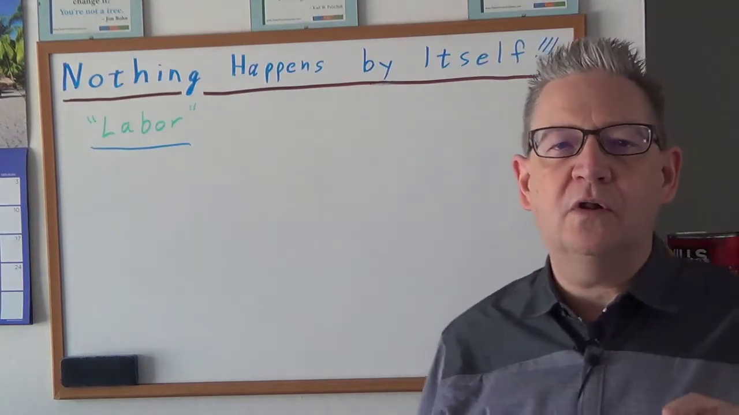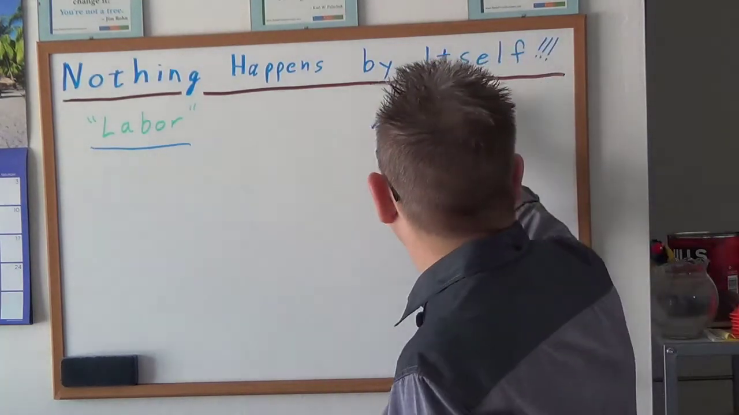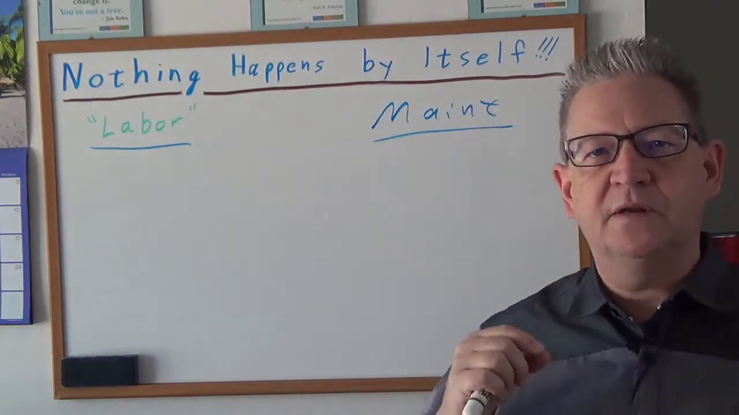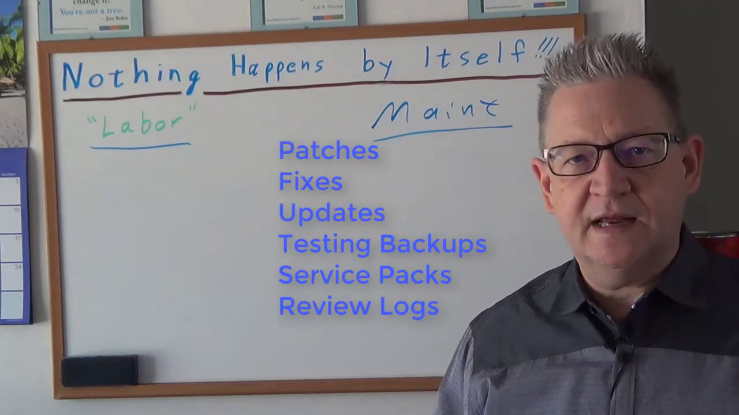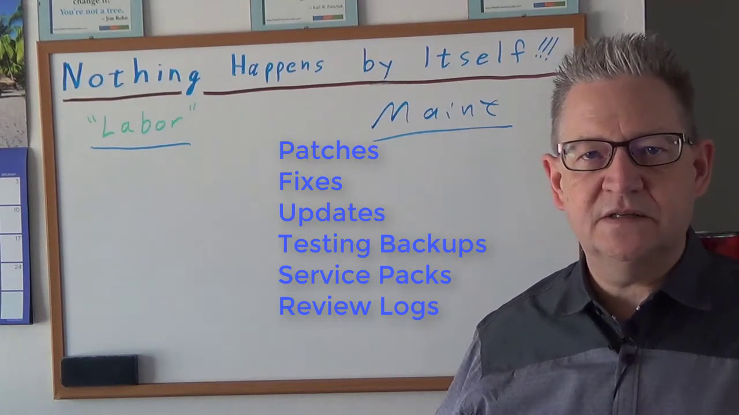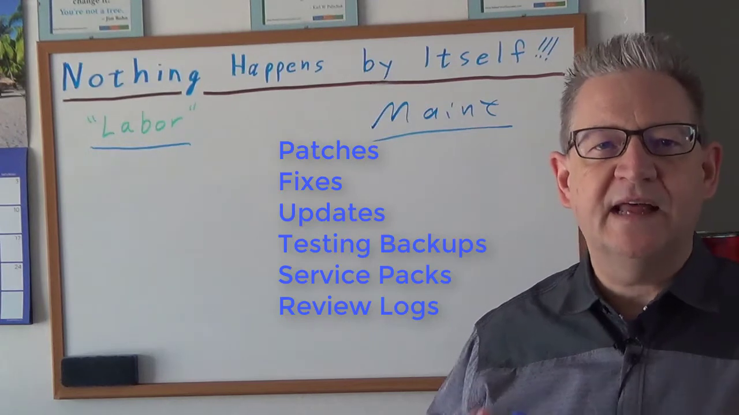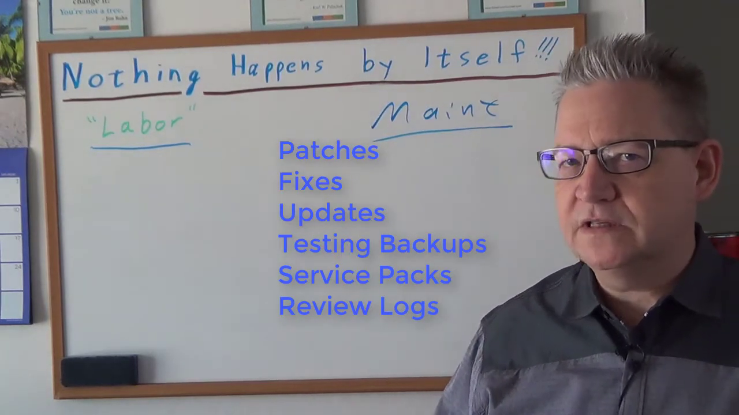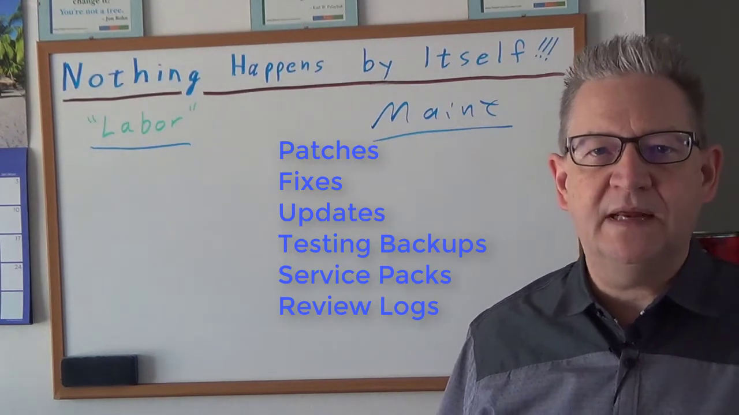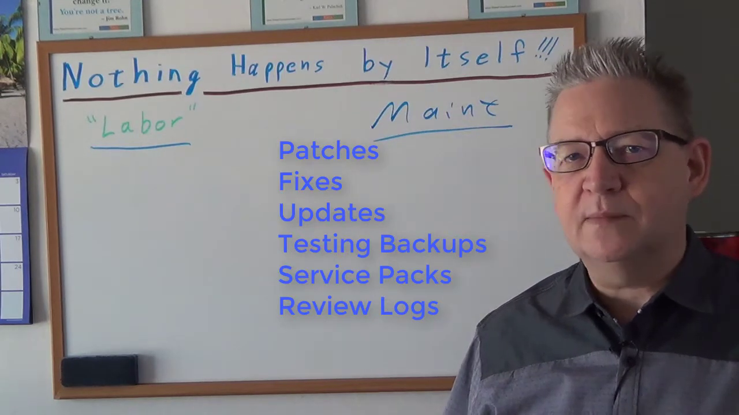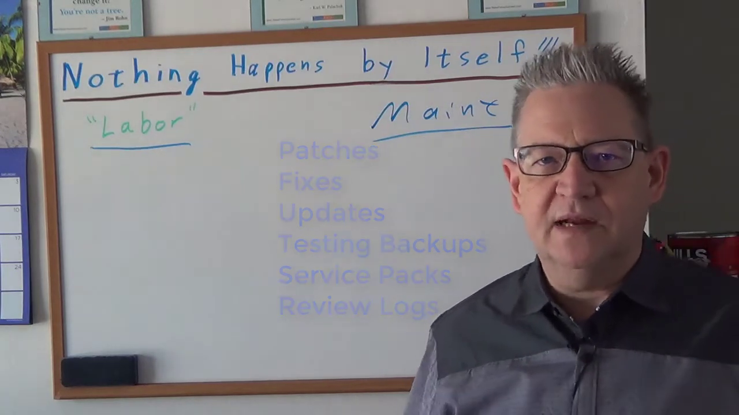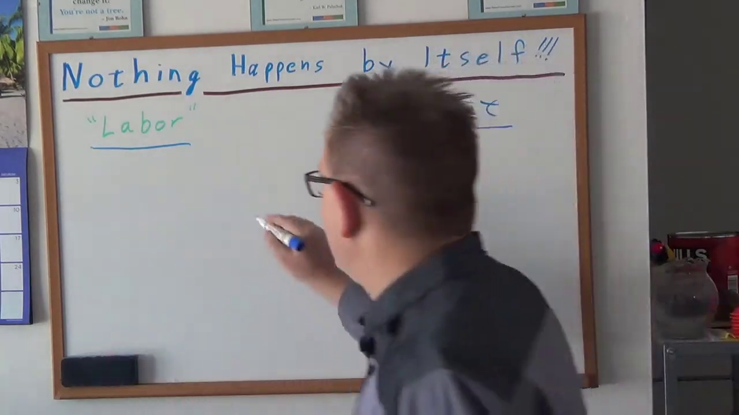The first one is what I would call maintenance labor. Maintenance labor consists of all the things where you're putting in patches, fixes, updates, testing, backups. Anything that's preventive maintenance that keeps problems from showing up, that's maintenance labor. So installing service packs is maintenance. Installing weekly patches, fixes, and updates, that's all maintenance. Reviewing event logs to see if there are problems, that's all maintenance. So what's not maintenance? What's the other kind of labor? Well, we're going to call that project labor.